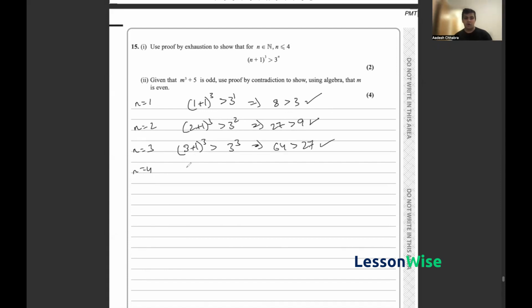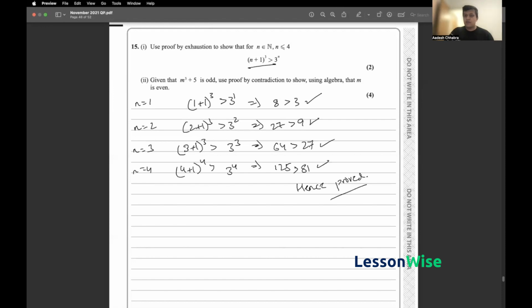And finally, for 4, we have (4 + 1)^3. Is that greater than 3^4? Well, 125 is indeed greater than 81. So therefore, we have proved by proof of exhaustion that this statement is true. You can write a little tag here, hence proved, to help the examiner know that you have proved it through this method. So that concludes it for part 1 of question 15.